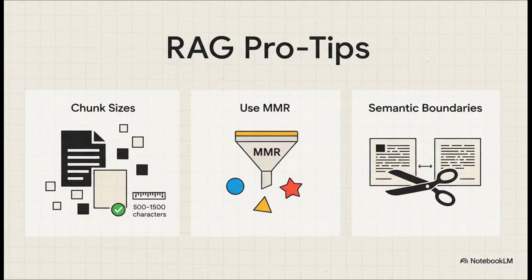Use a technique called maximum marginal relevance, which is a fancy way of saying, find relevant info, but don't show me the same thing over and over. And whenever you can, split your text along natural breaks, like at the end of a paragraph. Your AI will thank you.